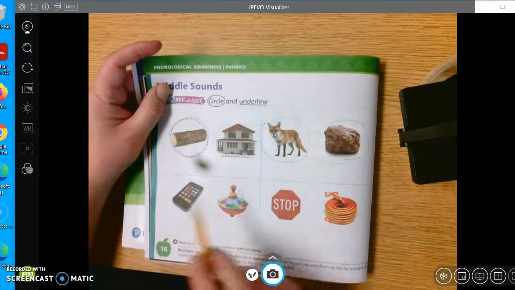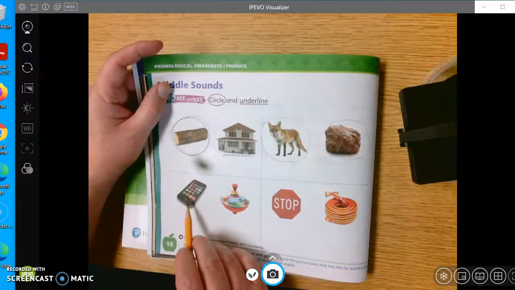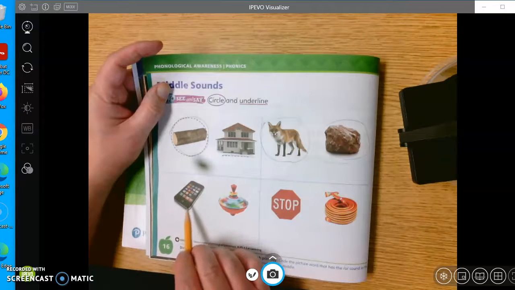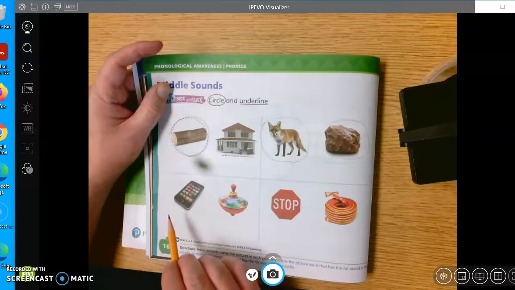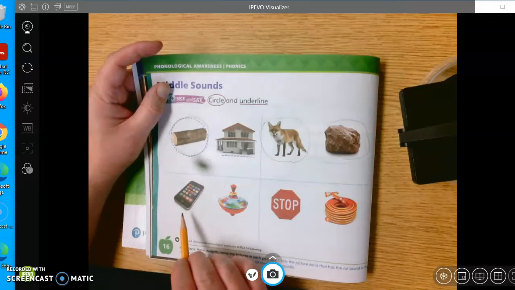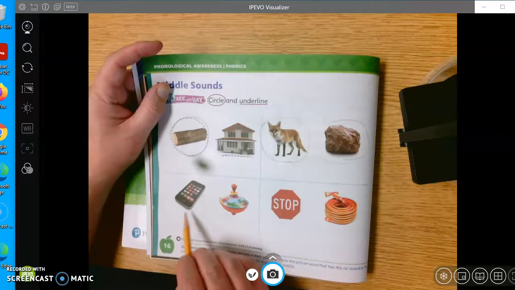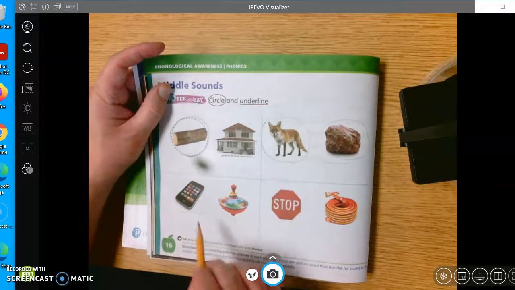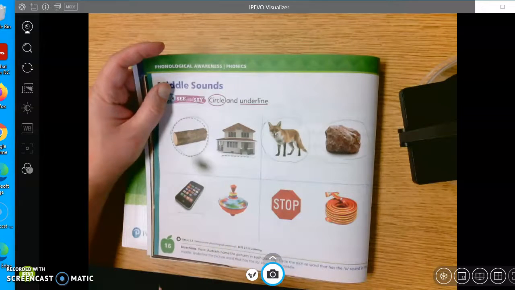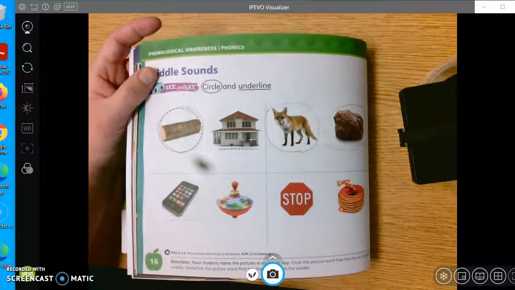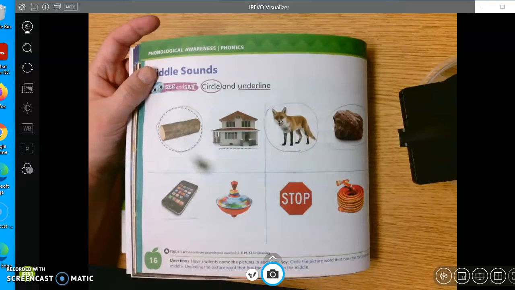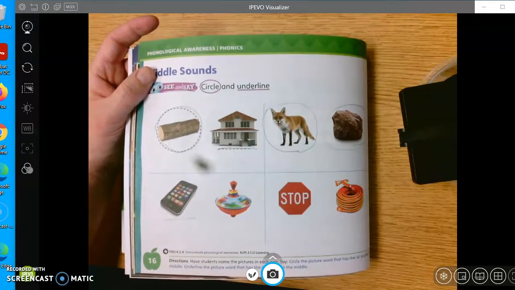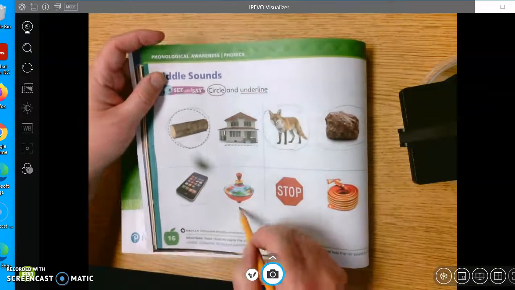Okay. And then there's a phone. What sound does that make in the middle? I hear an O sound. Bone, bone. Is that short O, or long O? That is a long O sound. So I'm going to underline that one. Okay? There's a top, top. Is it short O, or long O? Top. It is a short O sound.